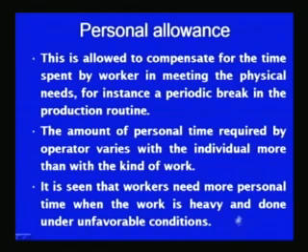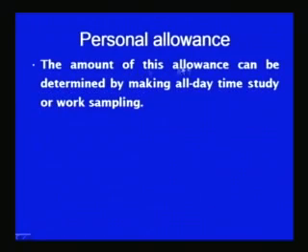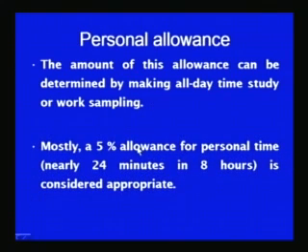In general, if heavy work is being done under severe conditions, then the workers need more personal time compared to those working under normal or ideal working conditions. The amount of this allowance can be determined by an all-day time study or by work sampling, and most of the time a 5% allowance for personal needs, which comes out to 24 minutes in an 8-hour shift, is considered appropriate.